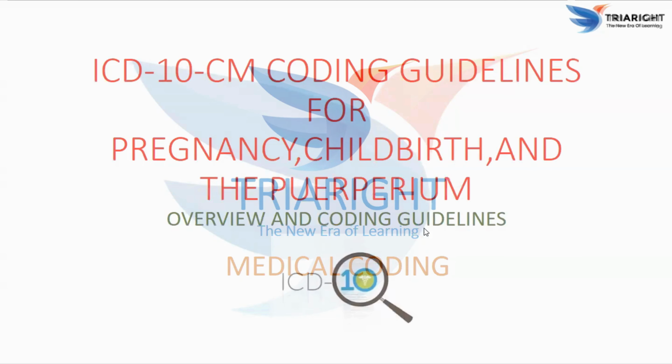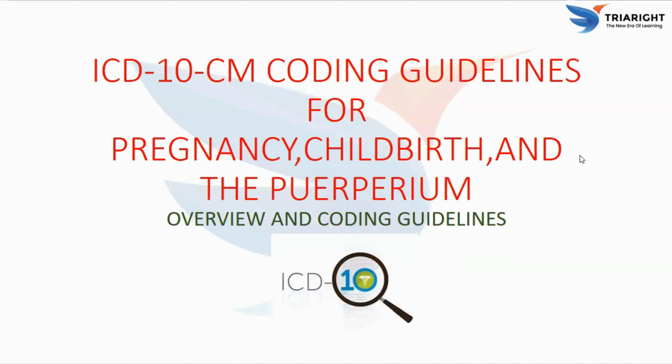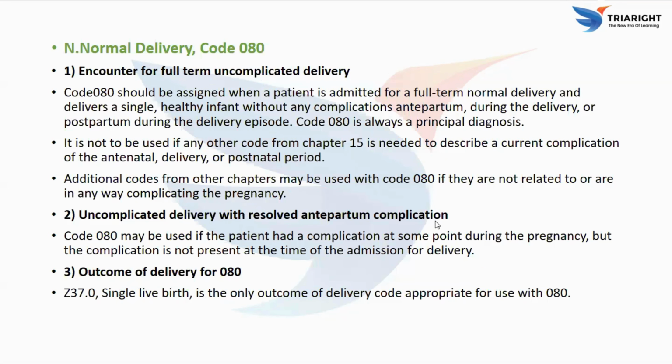Myself Srija. So today in this session you are going to learn about the continuation of ICD-10 coding guidelines for pregnancy, childbirth and puerperium. So what is the normal delivery guideline? Normal delivery code O80. So O80 is used when a woman has a full-term normal or uncomplicated vaginal delivery of one healthy baby. So this is the simplest delivery code and it is used only when everything is completely normal.